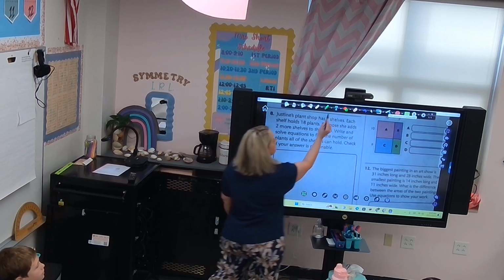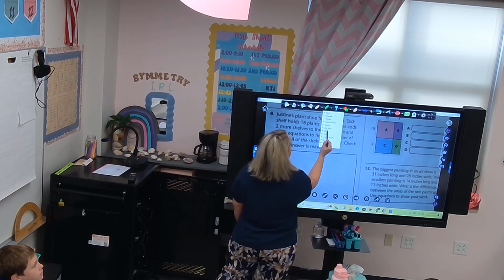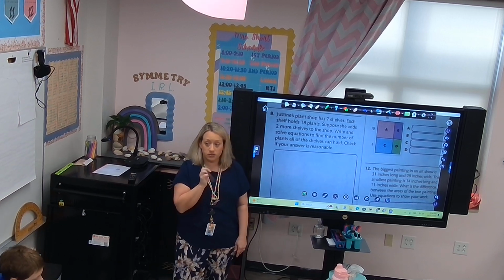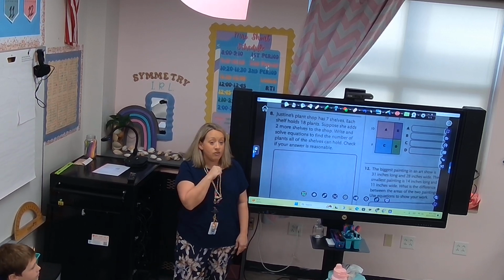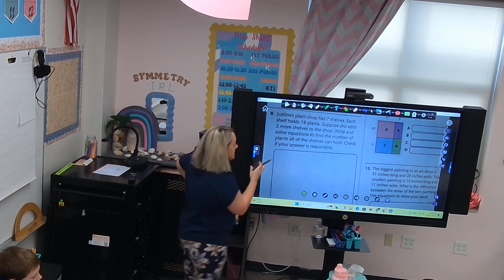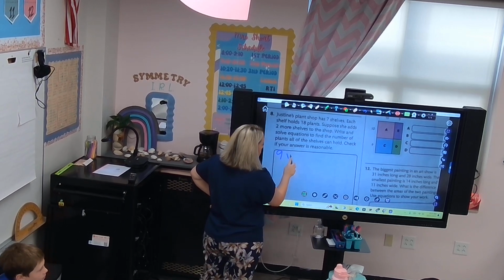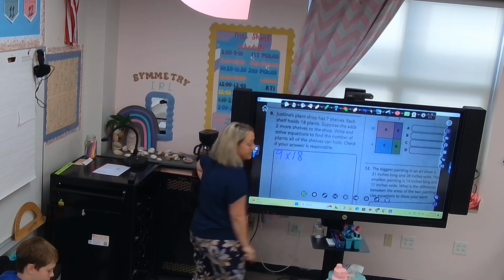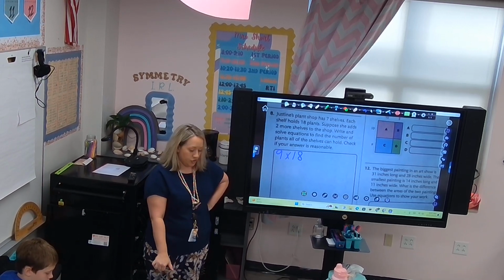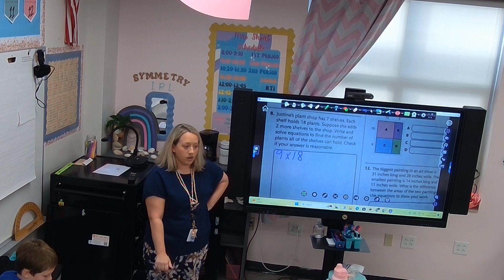First of all, how many shelves are there? 7. Okay, there were 7 shelves. No, it's 9. Now it's 9, right? So what is our multiplication problem? 9 times 18. Right now, I need you to solve that inside that box. I'm going to give you like 2 minutes to get this solved.